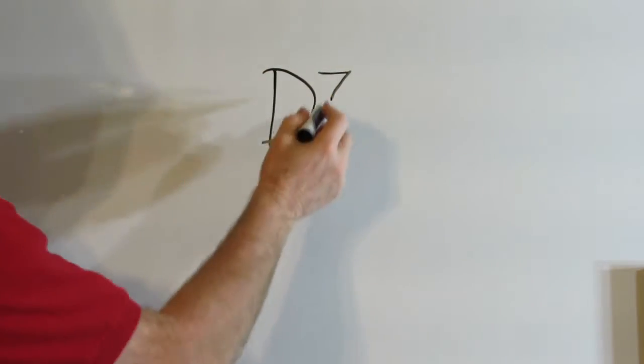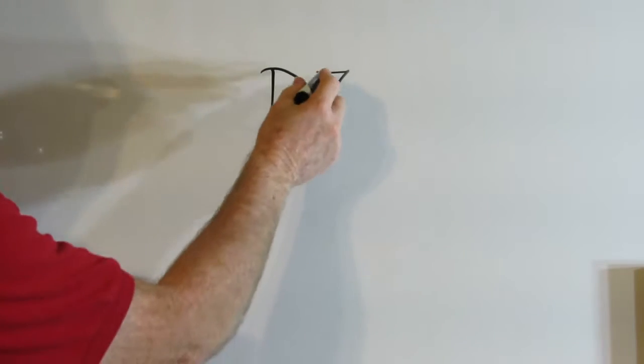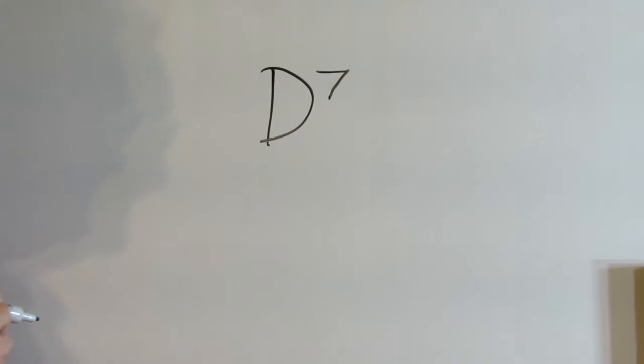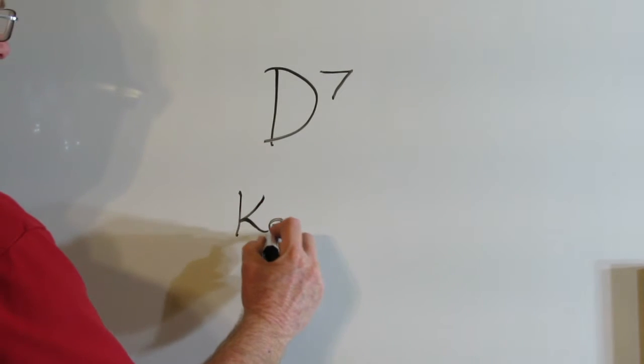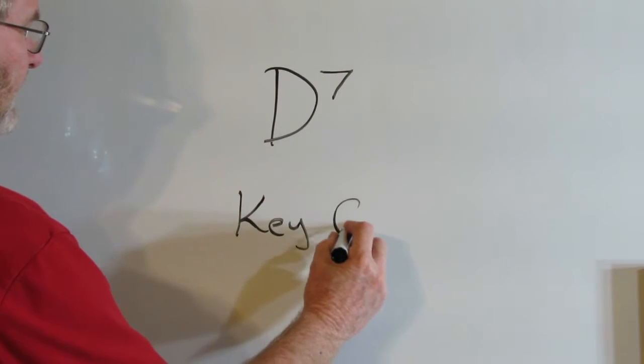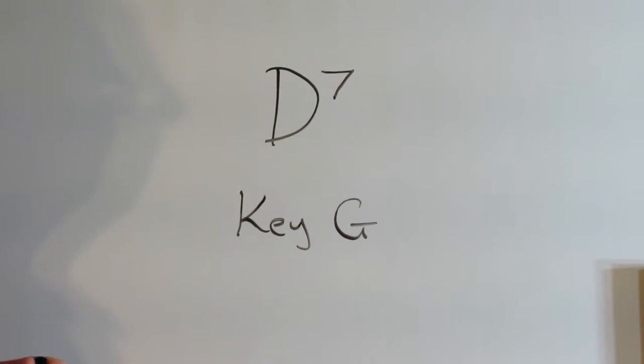Another chord symbol that we might run across might be, let's say, a D7, which tells me it's a dominant chord. What I need to do is to locate D on my cycle of fifths, go counterclockwise 1 step, and what we'll find out is that we are in the key of G when we play that D7.